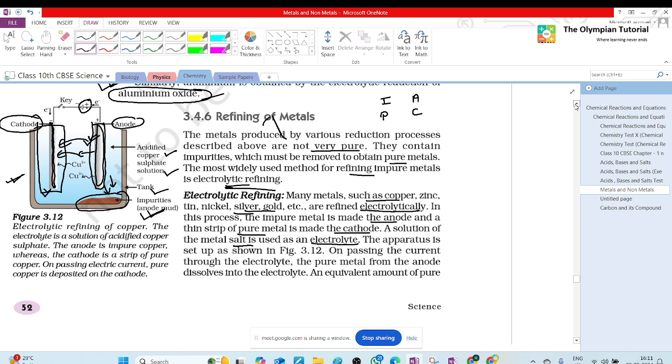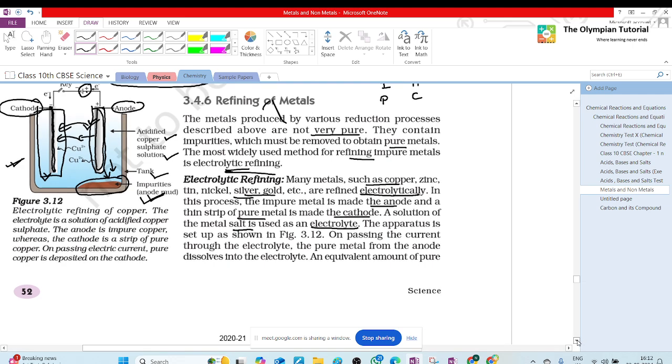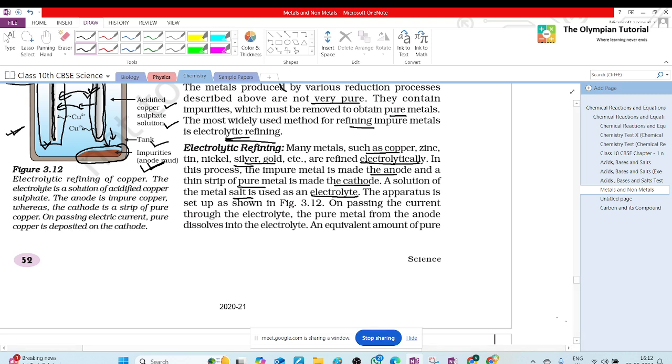In this process, the impure metal is made the anode and a thin strip of pure metal is made the cathode. A solution of the metal salt is used as an electrolyte. The apparatus is set up as shown in the figure. On passing the current through the electrolyte, the metal from the anode dissolves into the electrolyte. Are you getting it? This is electrolytic refining.